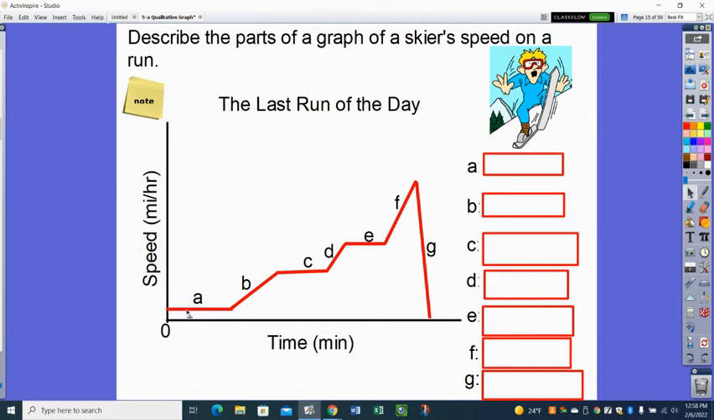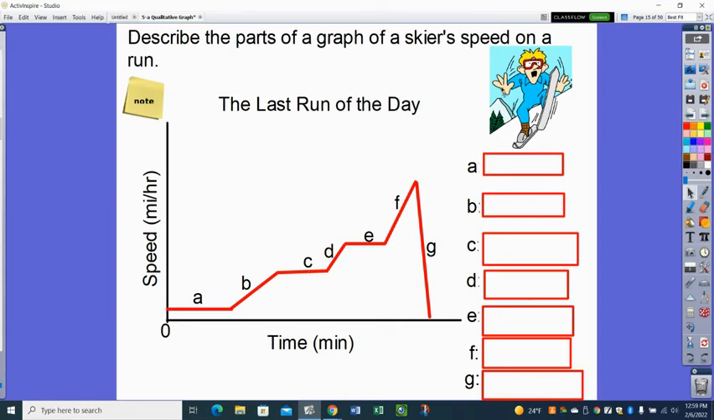A flat piece means you're going a steady speed. Remember on the distance to your friend's house, that flat piece meant you weren't traveling anymore because this label said distance. Because now it says speed, a flat piece means you're going at a constant speed. And as you go up, you're talking about increasing speed. So when it's flat, you're going a constant speed on a speed graph.